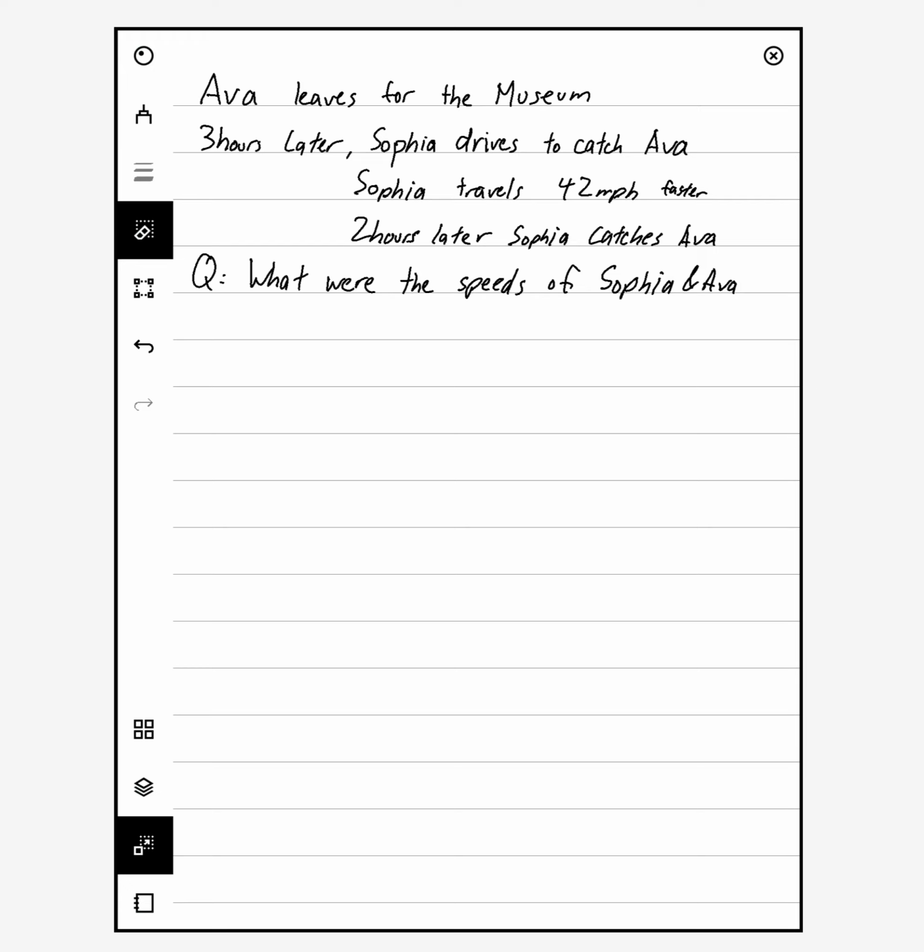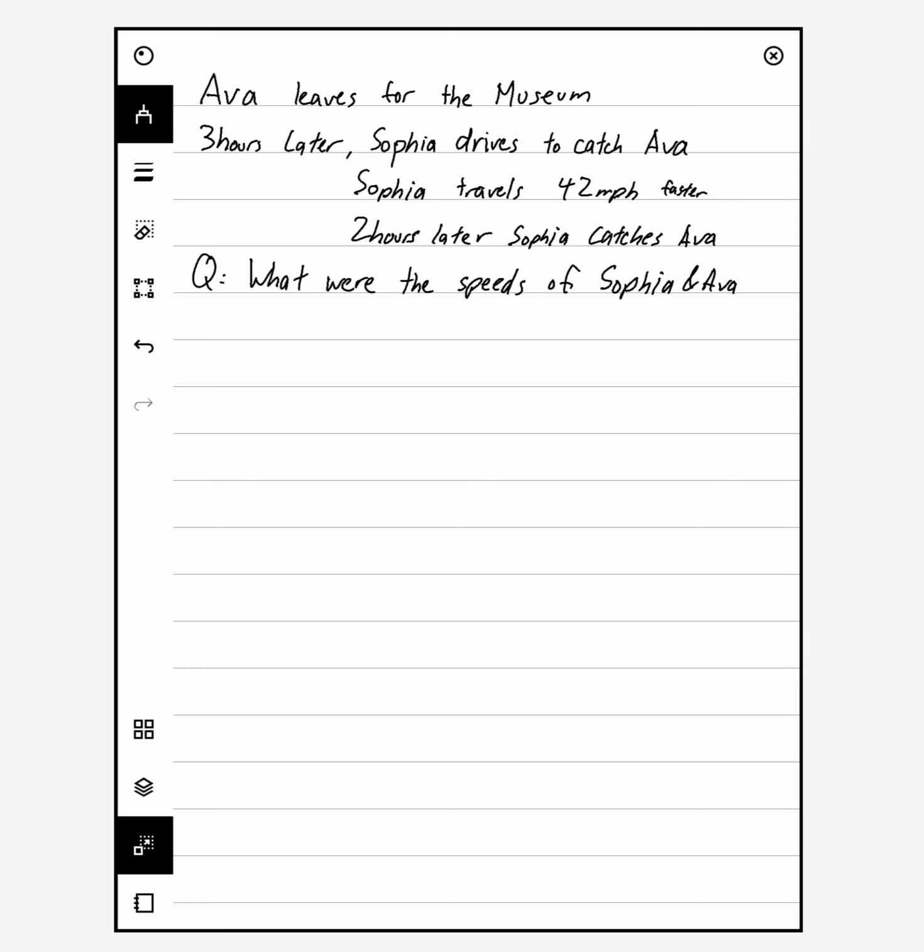Hello. All right, so we have another word problem today. This time we're going to be traveling around. In this problem, we have Ava and Sophia. Ava leaves for the museum, going a certain speed. We don't really know what that is, but we do know that 3 hours later, Sophia drives to catch Ava.